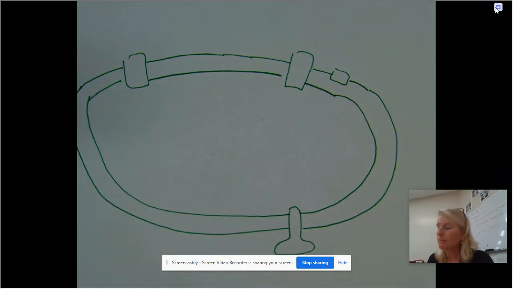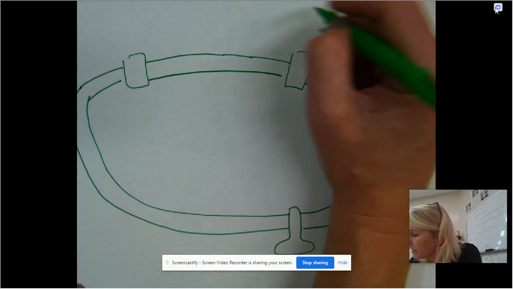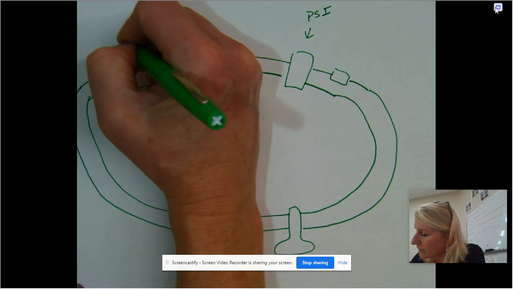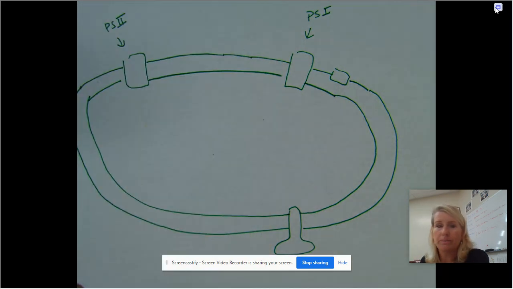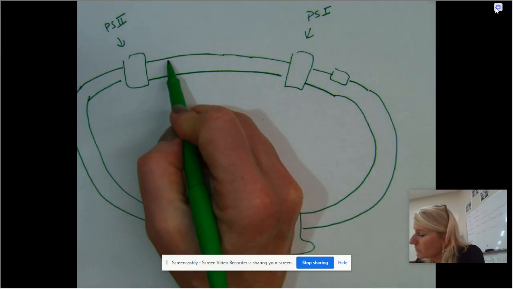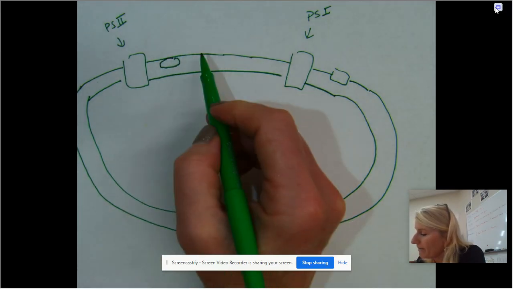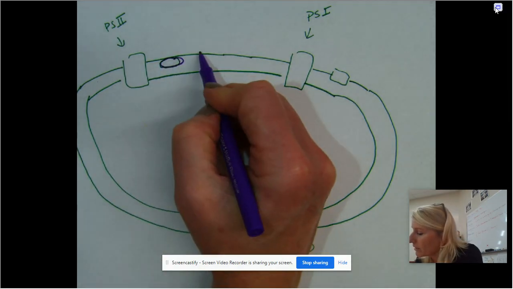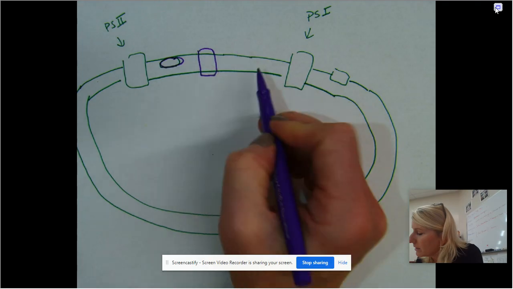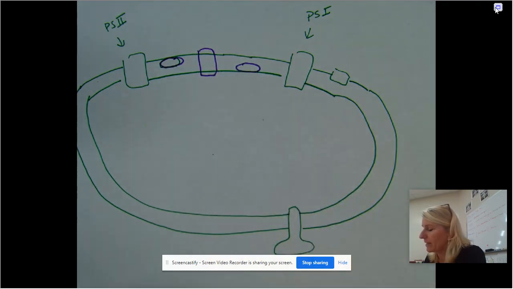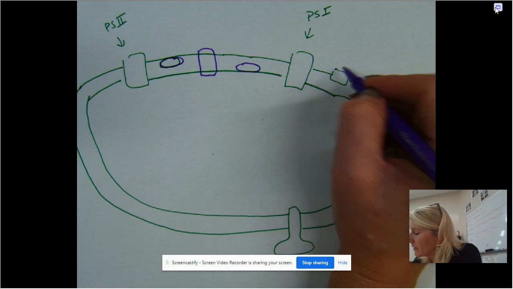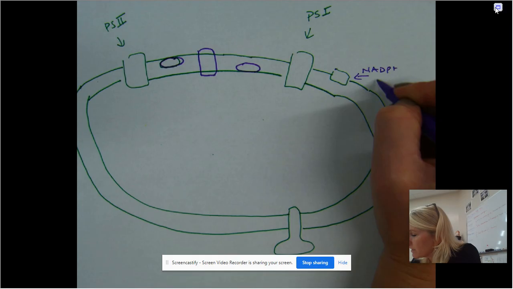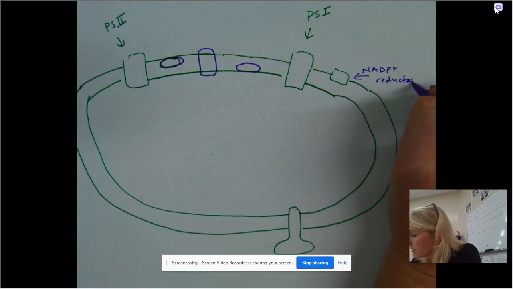Kind of beautiful. All right, what we have here is photosystem 1 and photosystem 2. In between photosystem 1 and photosystem 2, let me draw these in a different color, we have what we call the cytochrome complex or the electron transport chain. I drew mine kind of far apart. And this is something called NADP plus reductase. It's an enzyme.